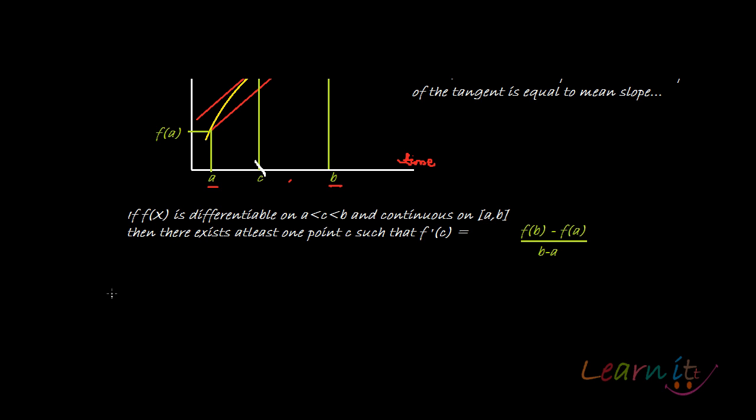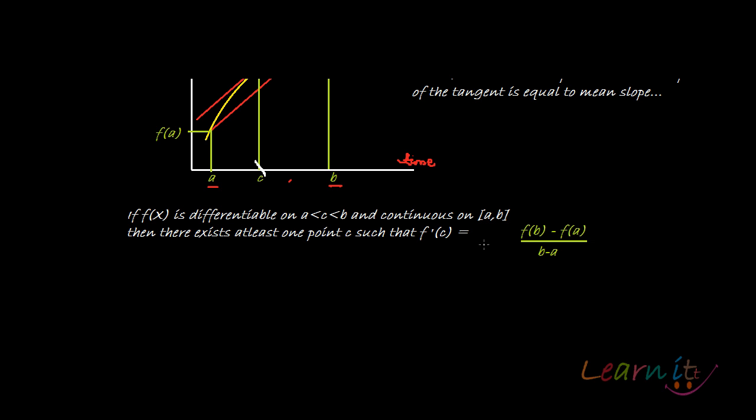And mathematically, if you talk about it, it says that if f(x) is differentiable on the open interval and continuous on the closed interval [a, b], then there exists a c between a and b such that f'(c) equals f(b) minus f(a) upon b minus a.